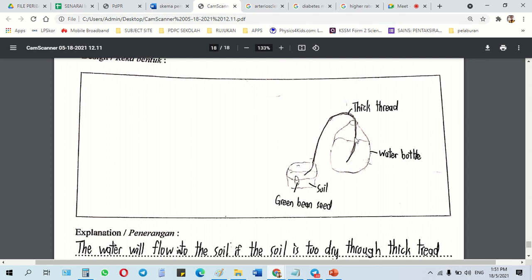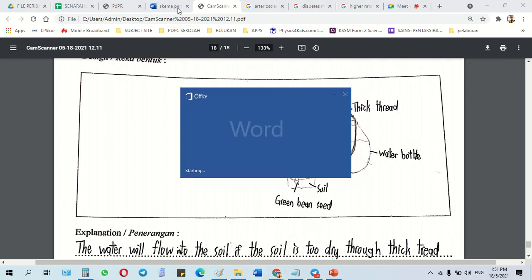Lukisan ni mungkin boleh saya terima lah, as long as ada satu tempat water reservoir dia lah. And then thread ni tadi untuk transport the water pergi dekat soil. Okay, green bean seed ni mesti letak dalam soil lah. So that ni one mark saya boleh bagi. Okay, and then tadi mana? Sorry.